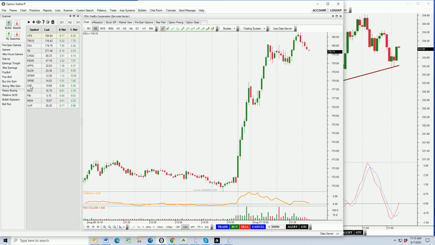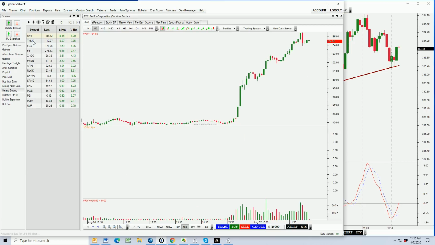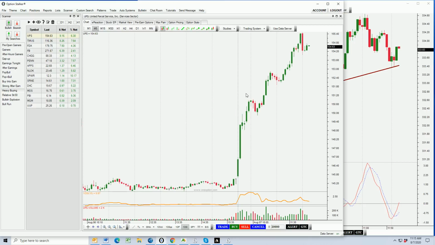Let's take a look at the heavy buying list. We'll be able to flip through these. The pattern that I'm looking for as I'm flipping through all these stocks right now is a stock that's been able to hold up well. UPS has definitely been able to do that. And look, there's your upward green bar in here. So yes, this looks like it wants to move higher.